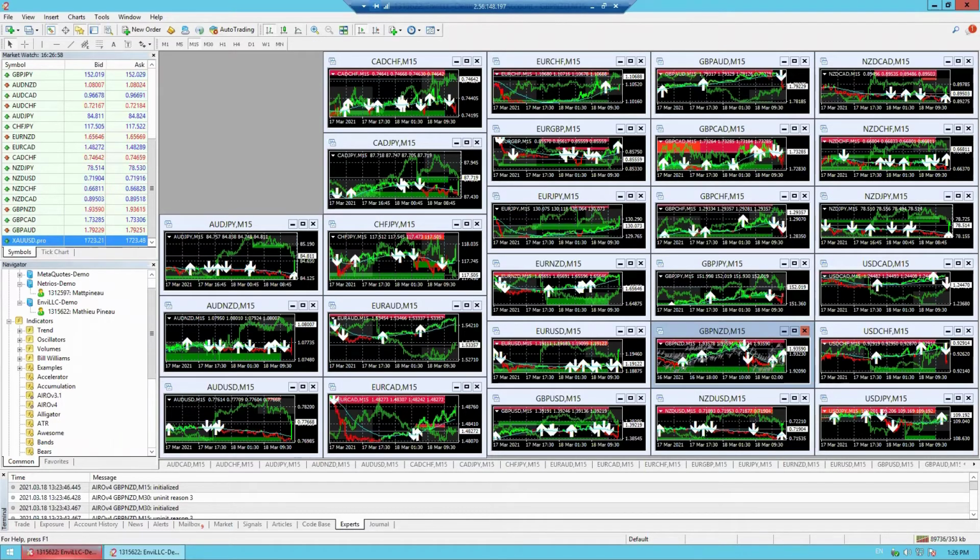The pound kiwi is not a bad trade. That pullback gave you an opportunity to get in. So let's go check this out. Pound kiwi one more time here.